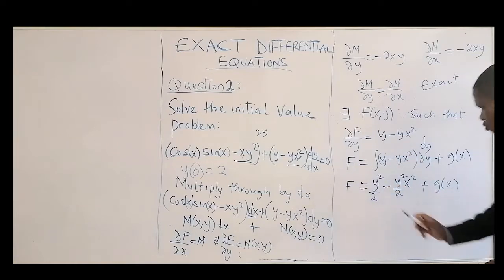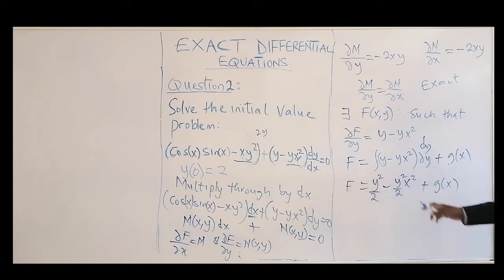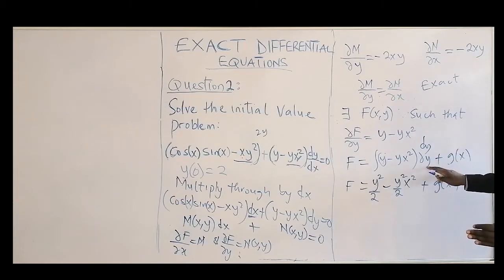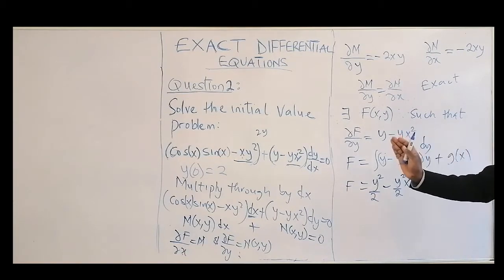So that's the y squared over 2. Then here, you have two functions. So what you do, you will not use a product rule or integration by parts or any other methods. No, you just focus on what is the function here with respect to y. You're only integrating with respect to y. Any other function you have there will be kept as a constant.